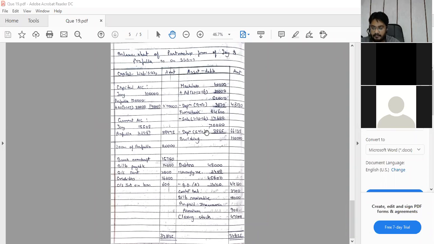Then debtors is given, write on the asset side, debtors in the inner column 48,000. One line underline, two line underline. And creditors is also given, so write on the liability side, creditors in the outer column 16,800.